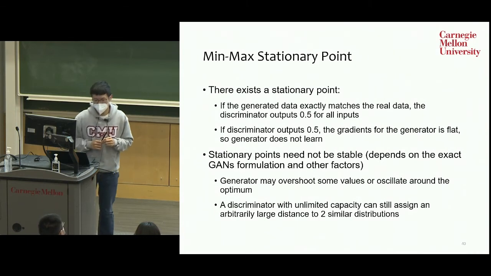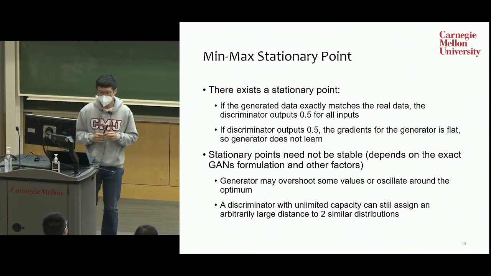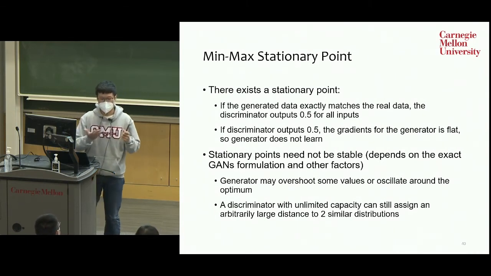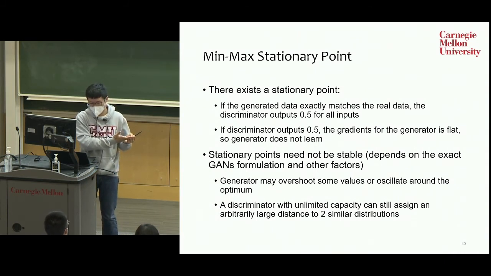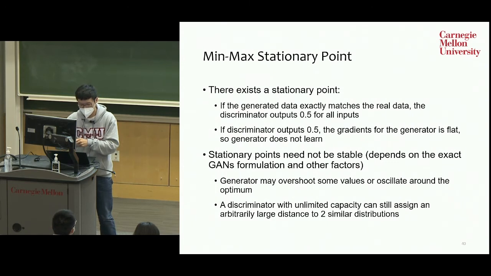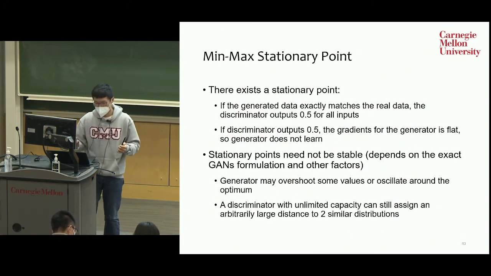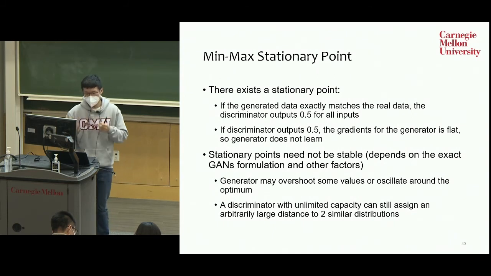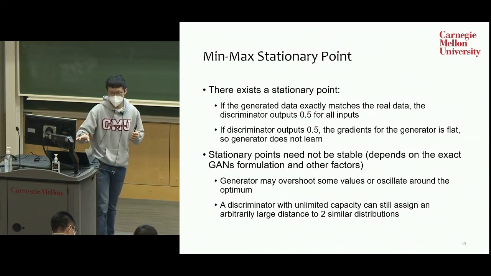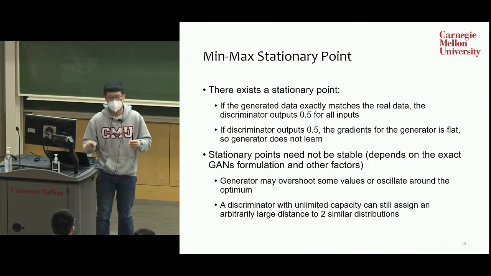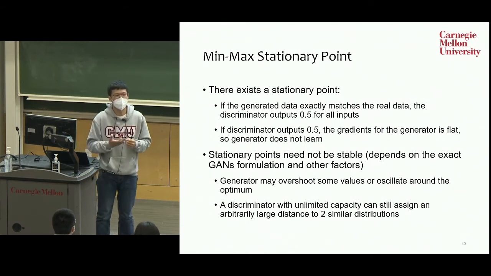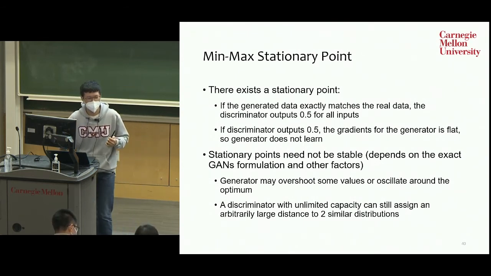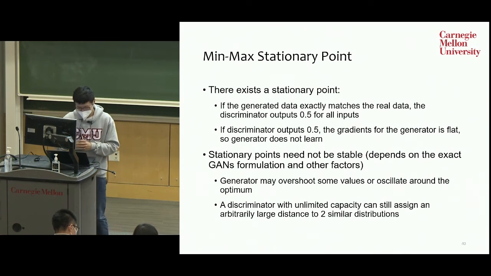So this is a min-max switch to stationary point. As we discussed before, if the generated data exactly matches the real data, the discriminator would output 0.5 for all the inputs. And if the discriminator output is 0.5, the gradient for the generator would be flat. Essentially, the generator would not be able to learn. But at the same time, it doesn't need to learn anymore. It's already good enough.